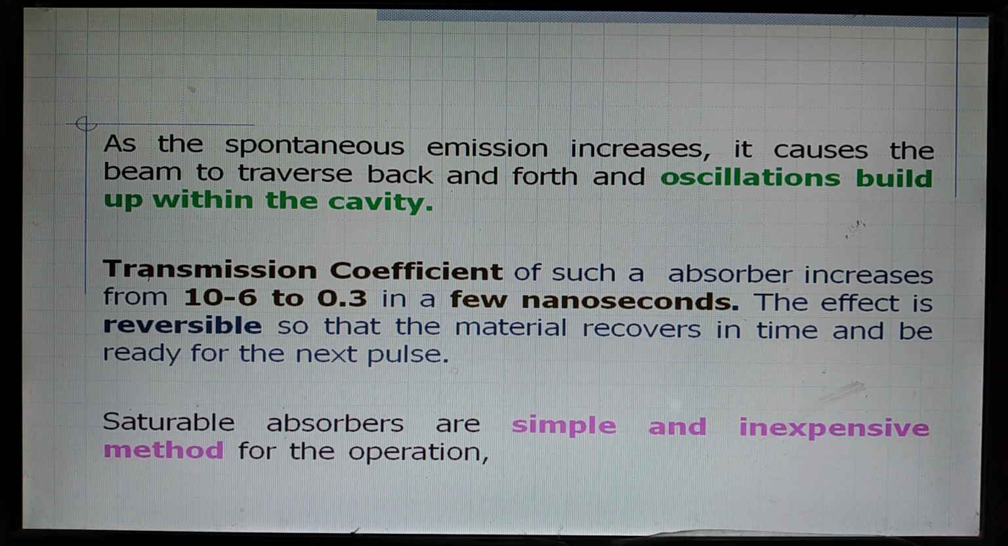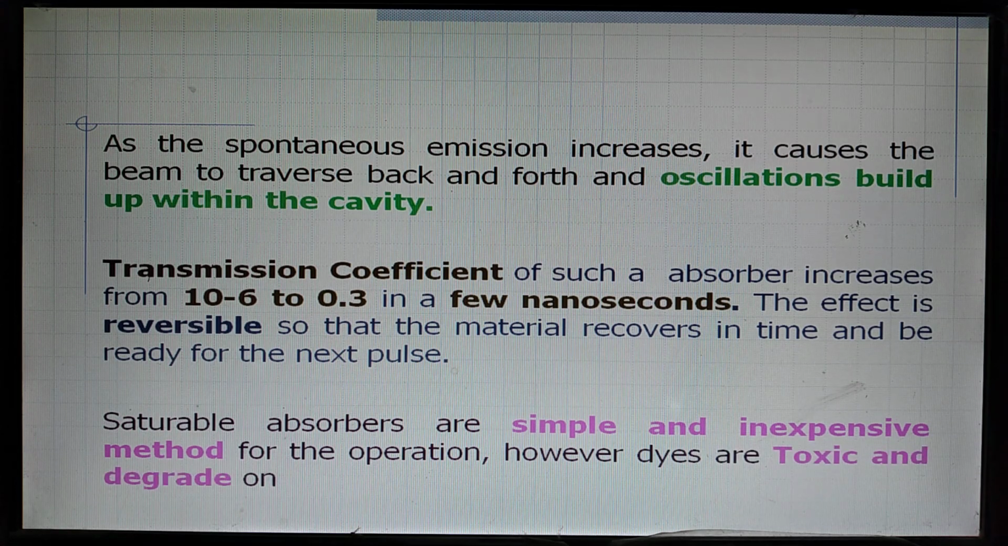Saturable absorbers are simple and inexpensive, but the dye used for this purpose may be toxic and degrade on use.